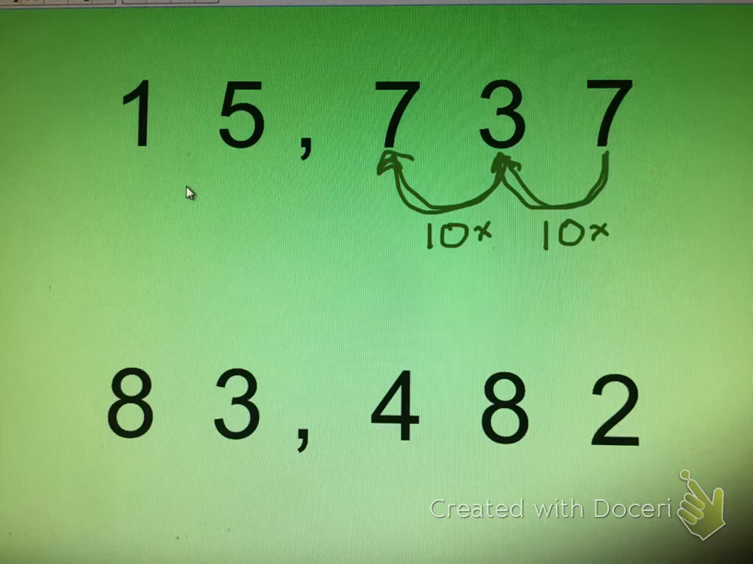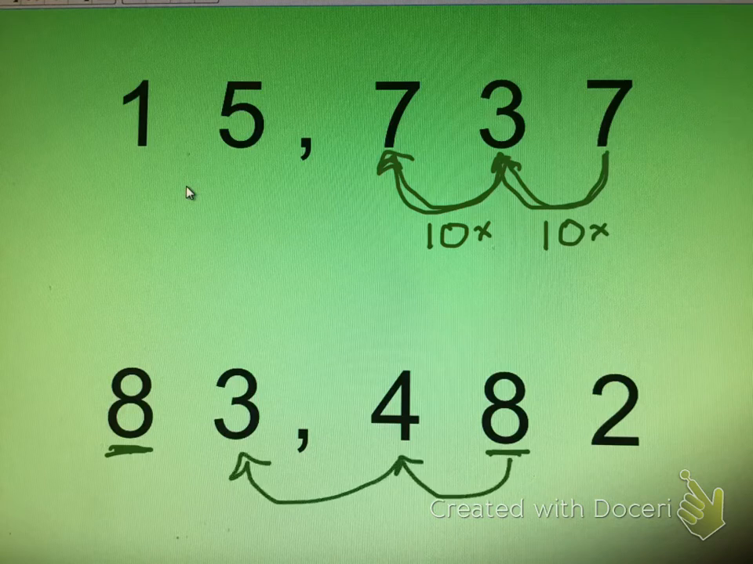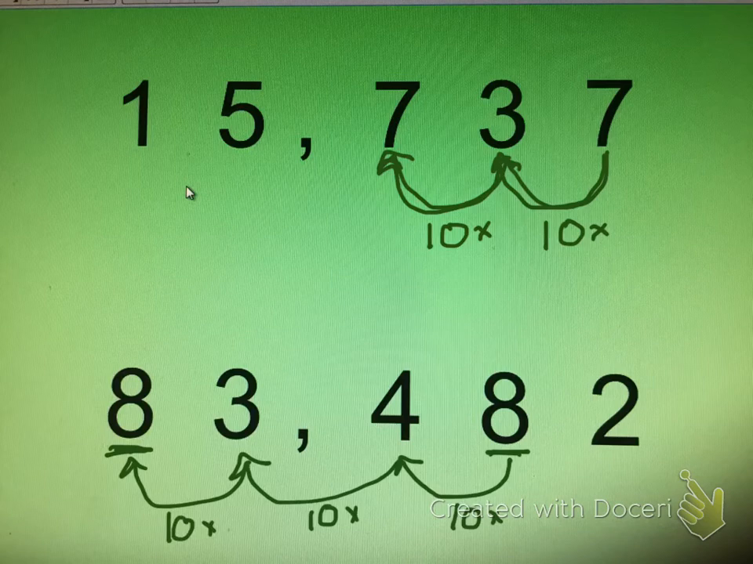In the number 83,482, we are actually going to compare the 8 in our 10,000s place with our 8 in our tens place. So we are going to have to move place value 1, 2, 3 times. And if we know that 10 times 10 times 10 again is 1,000, we can see that the 80,000 is 1,000 times greater than 80.